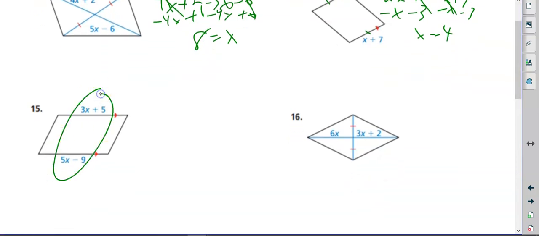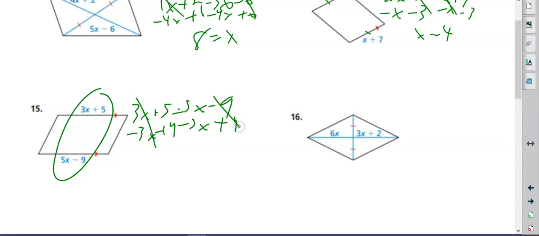Same thing here, just set them equal to each other. I like to keep my x's positive. So that gives me 5x minus 3x is 2x equals 14. And if you divide by 2, x is 7.